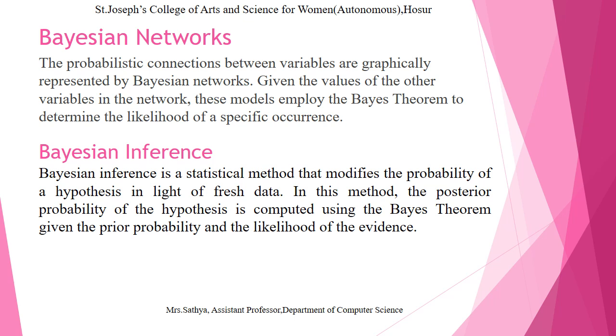The next one is Bayesian inference. Bayesian inference is a method of updating probability as more data becomes available. It starts with a prior belief, then it observes new data, then it calculates the posterior probability. The posterior probability becomes the new belief.